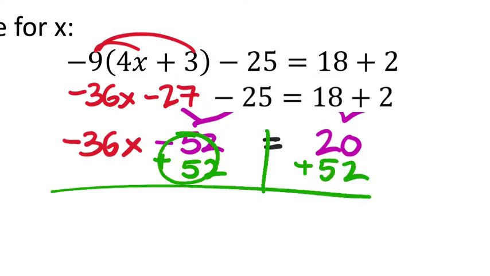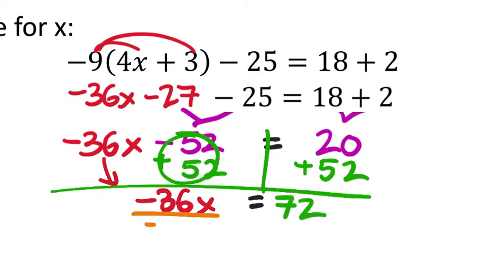And that's going to zero out just like we want. I'm going to drop the negative 36x. This is going to equal 20 plus 52, which is going to be 72. Now, when I go to divide both sides by the coefficient of x, which is negative 36, I get a phantom 1x. X equals 72 divided by negative 36 is negative 2.